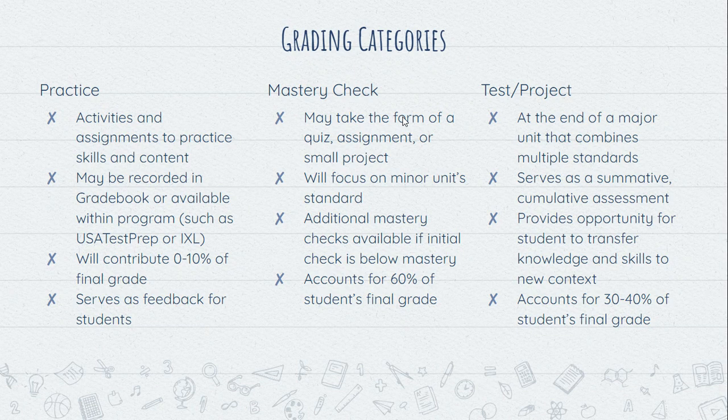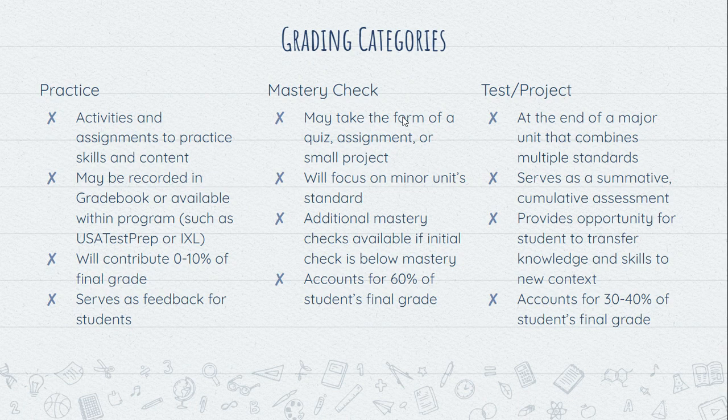Then at the end of that minor unit, your student will take a mastery check, which may take the form of a quiz, assignment, or small project. It will focus on assessing your student's understanding of that minor unit's standard. If your student does not score mastery, so 80 or above, in the first mastery check, they will have one additional chance to demonstrate mastery of that skill. However, in most instances, they will have to show the teacher that they've done some work in between the first mastery check and the retake. That may be coming in for more instruction or tutoring, or it may be completing additional practice.